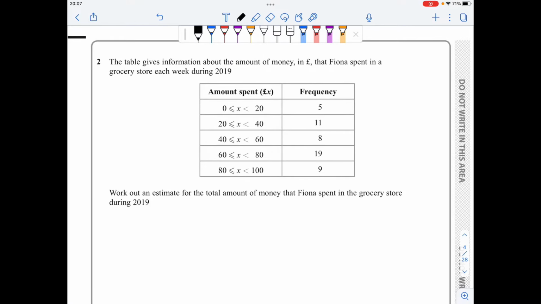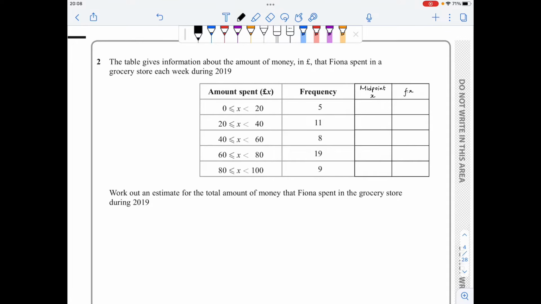For question 2, I'll create 2 extra columns, one for the midpoint of each group and one for the product of the frequency times the midpoint. That's how they look. F is the frequency. So the midpoints are 10, 30, 50, 70, 90, and f of x, as I said before, is the product of the frequency times the midpoint.